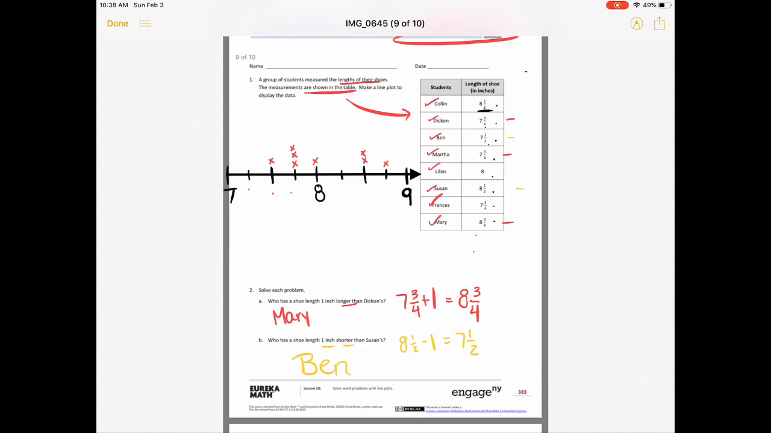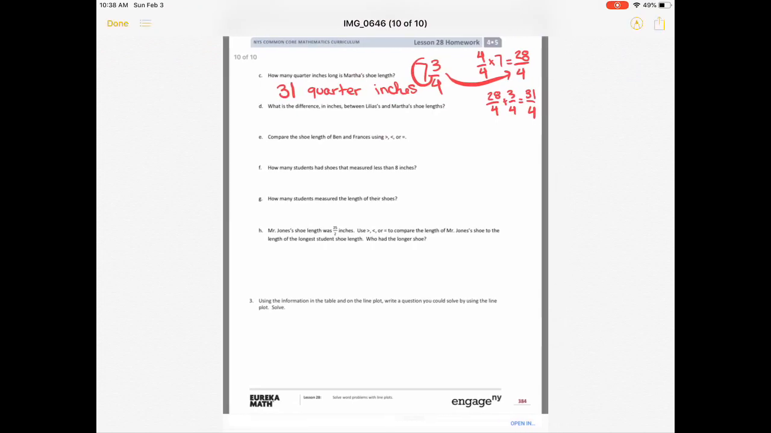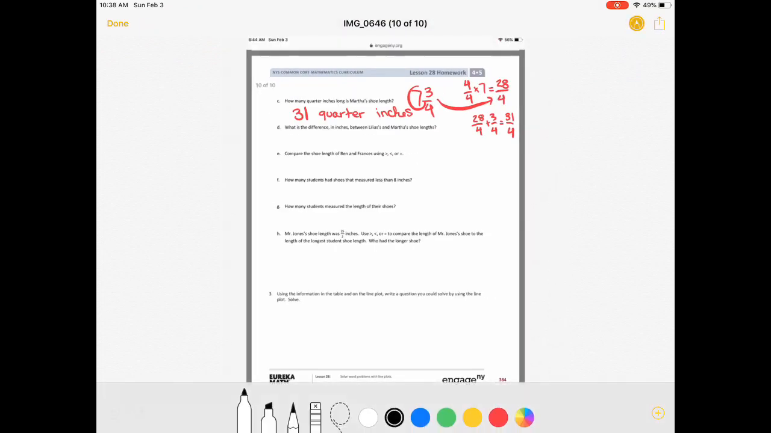So if I go back to the other page and I need to find the difference, I'm going to say Lila's is 8, Martha's is 7 3/4. And if I subtract those two, 8 minus 7 3/4 is just going to give you 1/4 of an inch. Remember, we learned how to do that last week.